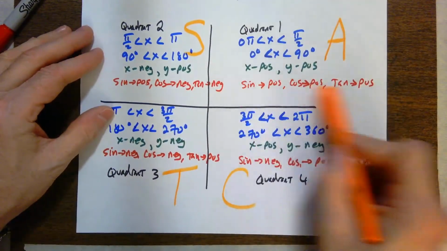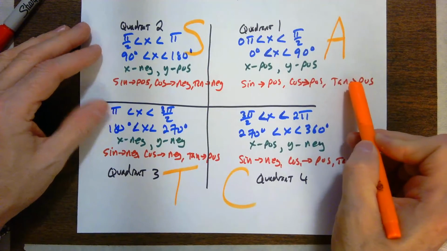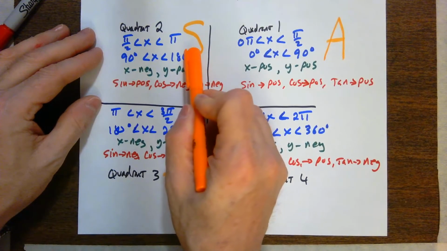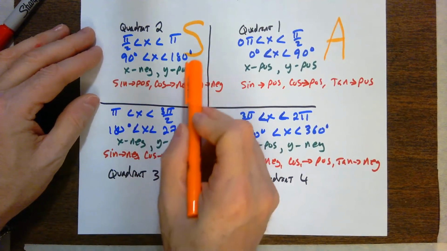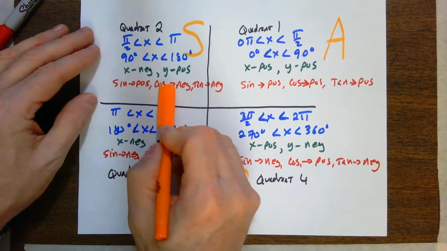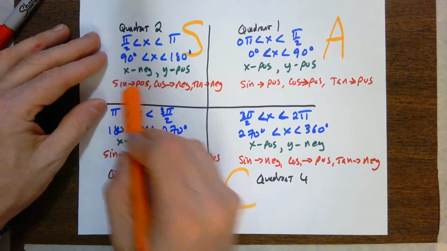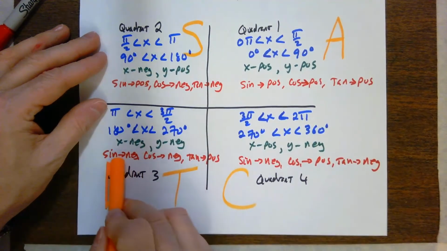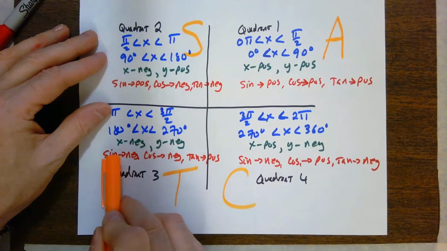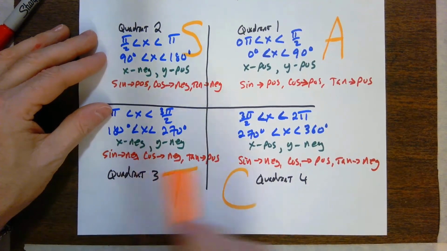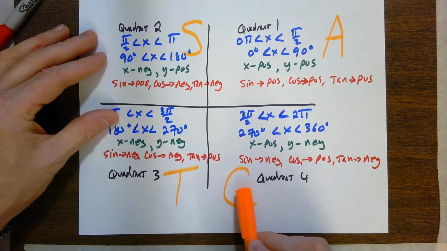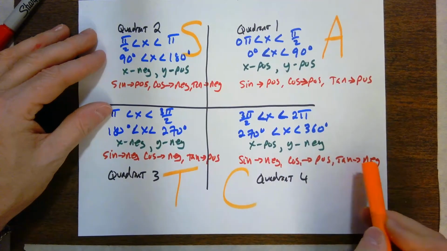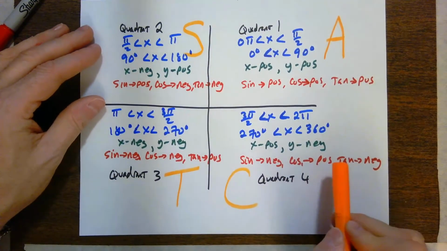All of my things are positive here, all of them. Sine, cosine, tangent, and therefore cotangent, secant, and cosecant. Sine is positive here. Cosine and tangent are negative. Therefore, cotangent and secant are negative, and cosecant would be positive. Tangent is positive here. Therefore, cotangent would be positive. Sine and cosine are negative. Therefore, cosecant and secant would also be negative. And cosine is positive here. Therefore, secant would be positive. Sine and cosecant, tangent and cotangent would also be negative here as well.